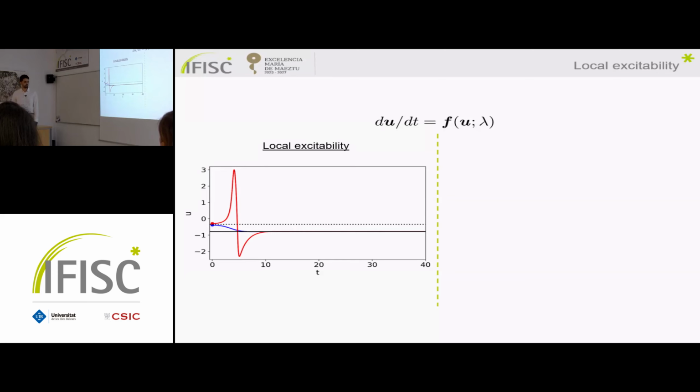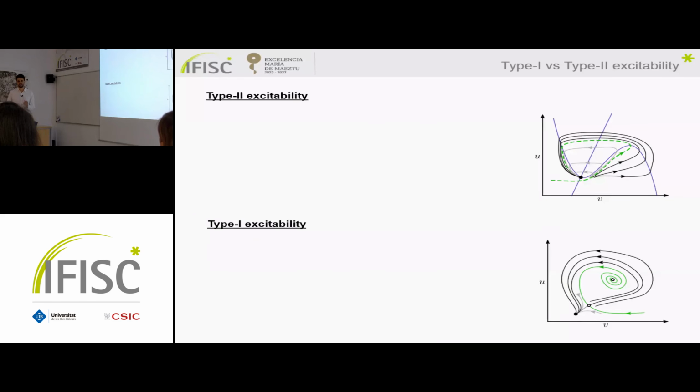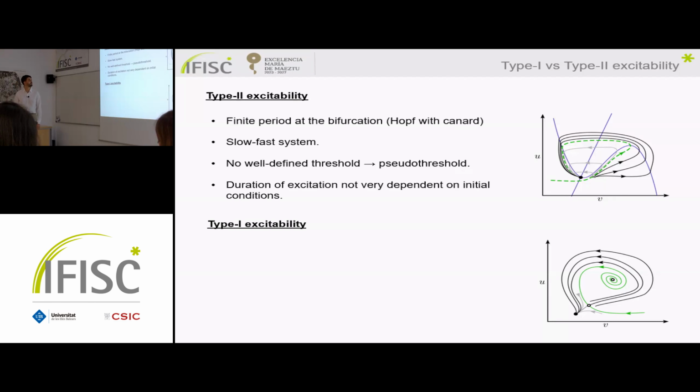Typically, this kind of system or this kind of behavior occurs after the destruction of a large scale, large amplitude cycle. And depending on how this cycle is destroyed, we can classify excitable systems in different categories or different types. So in type 2 excitability, usually the cycle is destroyed with a finite period.